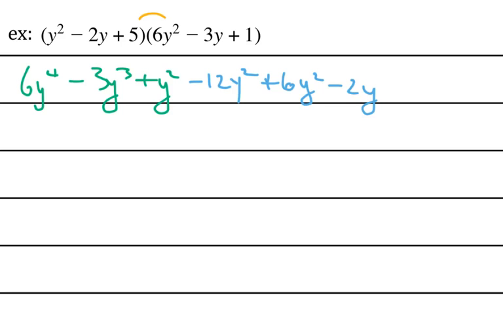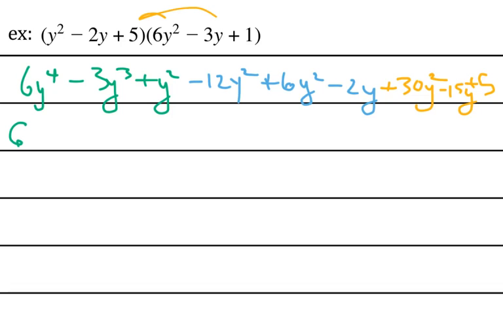Then I'm going to have to deal with this 5. So 5 times 6y squared is going to give me 30y squared. Hopefully I have enough room here. I want to keep this neat. 5 times minus 3y gives me minus 15y. And then 5 times 1 gives me plus 5. I really don't like to go into a new line there because it gets pretty sloppy.